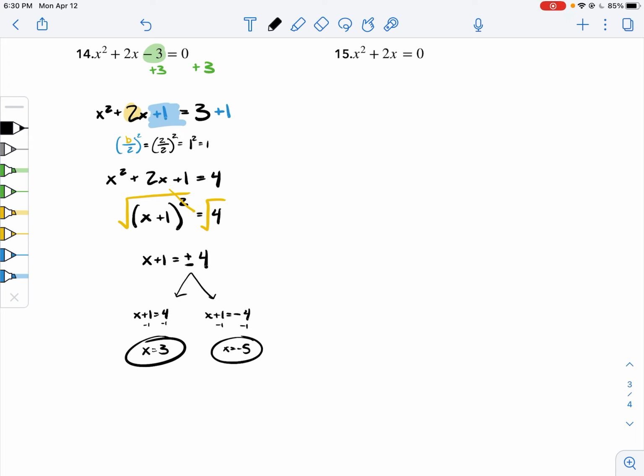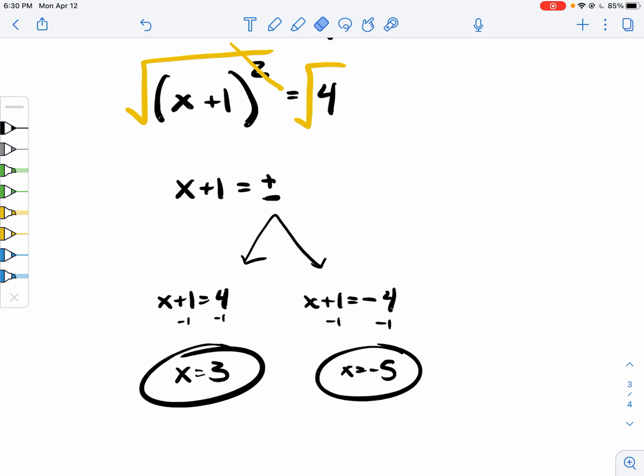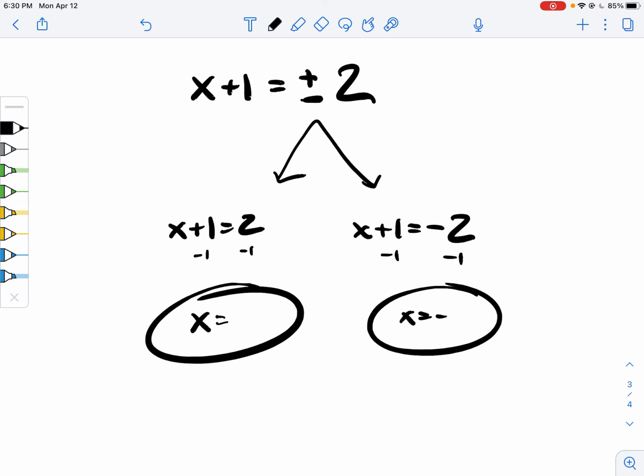What? I might have done something wrong, because that doesn't make sense. I went to check my work, and that doesn't work. So where did I go wrong? Oh, I see what I did. I said the square root of 4 is 4. The square root of 4 is not 4. The square root of 4 is 2. So it's plus or minus 2. x plus 1 is 2. x plus 1 is negative 2. So we get 1 and negative 3. That makes a lot more sense.